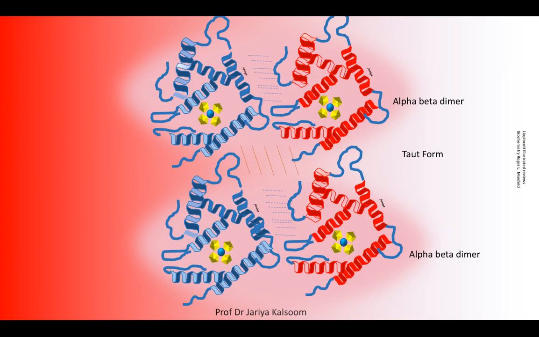The deoxy form of hemoglobin is called the T or taut form. In the T form, the two alpha beta dimers interact through a network of ionic bonds and hydrogen bonds that constrain the movement of the polypeptide chains. The taut form is the low oxygen affinity form of hemoglobin.